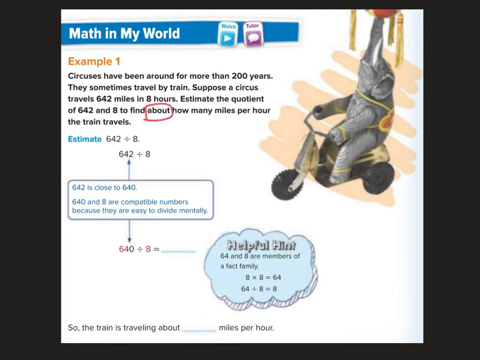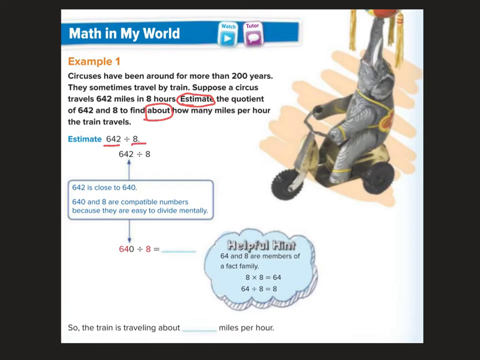how many miles per hour the train travels. Notice that word about, and it told us estimate. It's giving us clues that we need to find not an actual answer. We need to estimate, right? So what we're looking at here is doing 642 divided by 8.